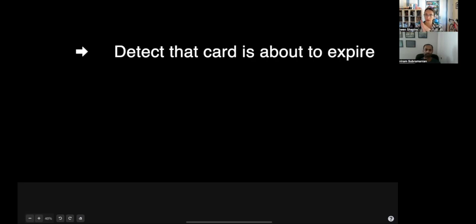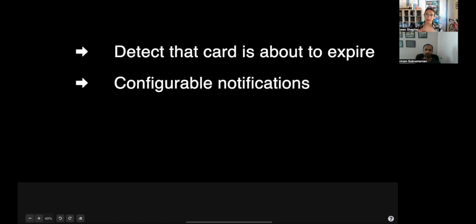And then we need something that allows you to configure when notifications will be sent and how frequently. Right. And then we also have to get credit cards out of that state. If we keep on sending notifications after they're renewed, that would be a bit embarrassing.